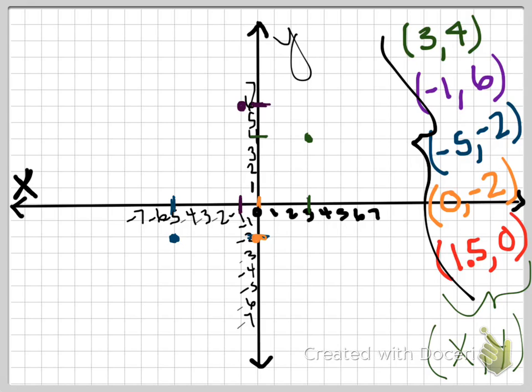Okay, the next one is 1.5 positive, comma 0. So I go over to the 1, and then I'm going to go halfway in between 1 and 2 because it's 1.5. And then 0. That means I don't go up or down at all. I stay right there, so my point is right there on the line. And I've graphed all my 5 points.